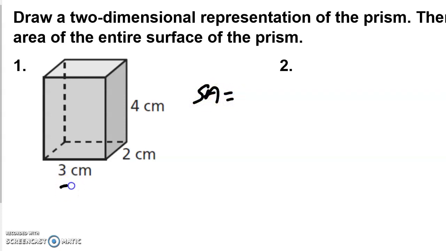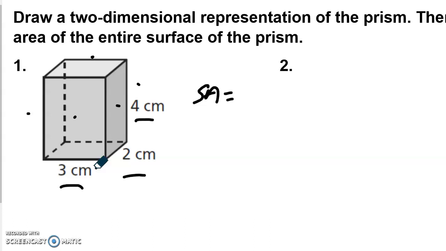Now, first thing that we want to do is for our surface area, we're going to need to match up these numbers over here because we've got this rectangle and this rectangle, the front and the back. Then we have the sides, and then we have the top and the bottom. So the great thing is it doesn't matter which way I match them up.